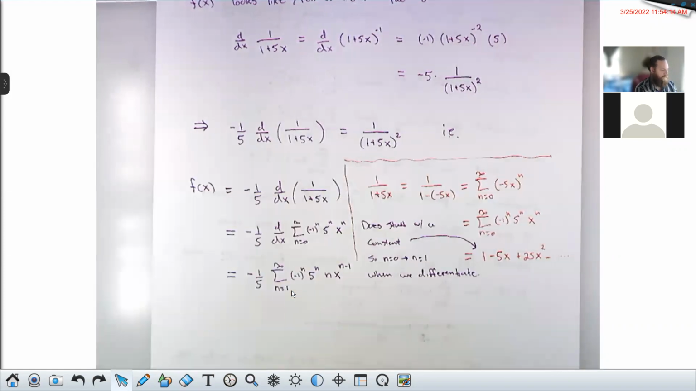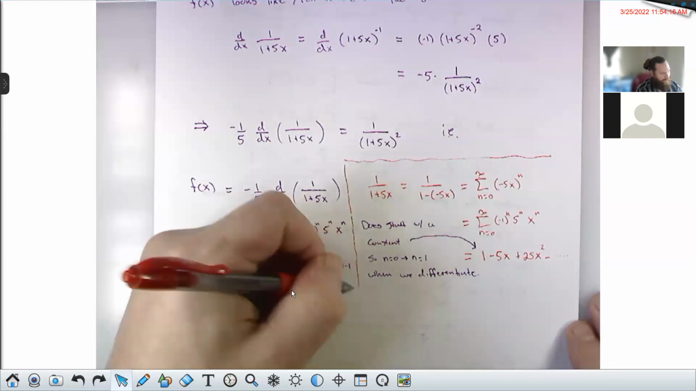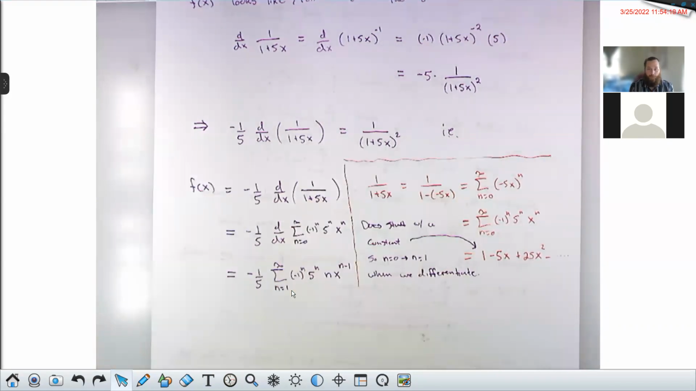That was that rule that we discovered or discussed last time. When you differentiate a power series, you have to bump up the starting index if and only if the original power series begins with a constant term.